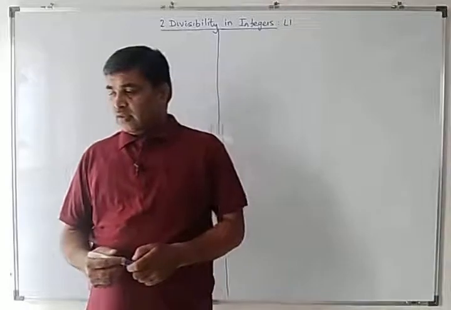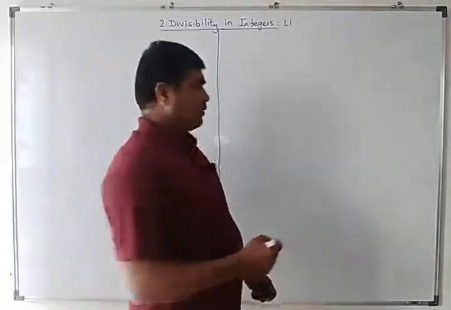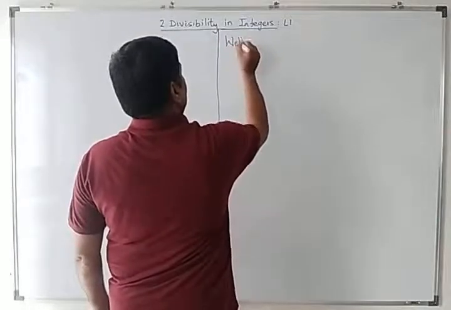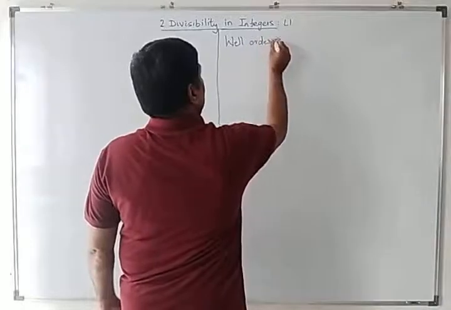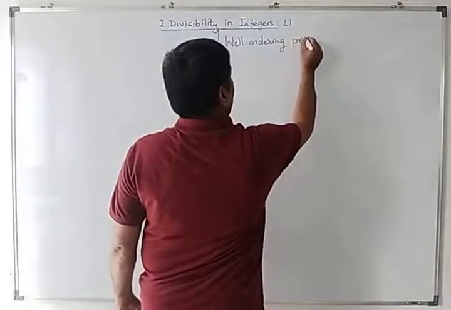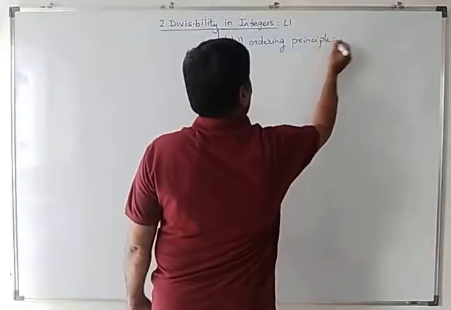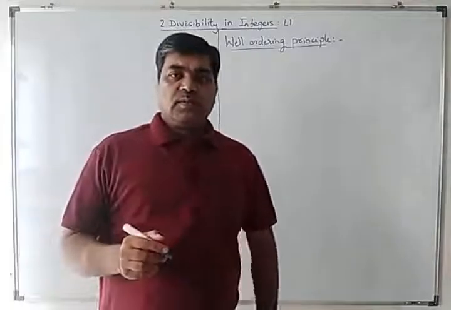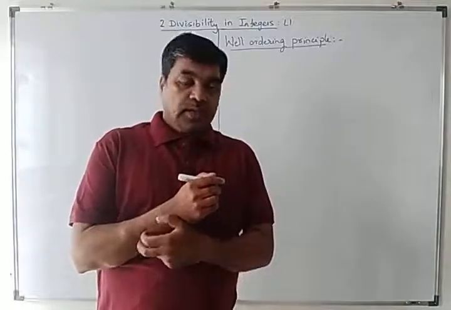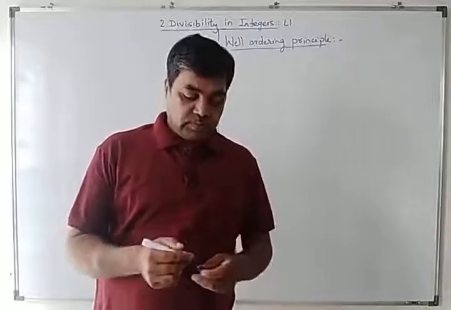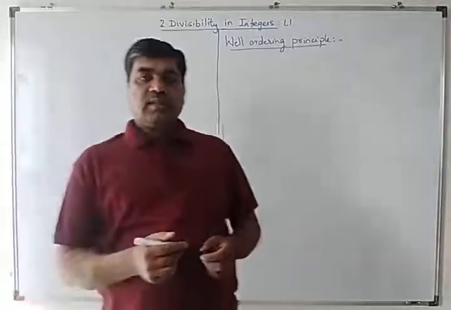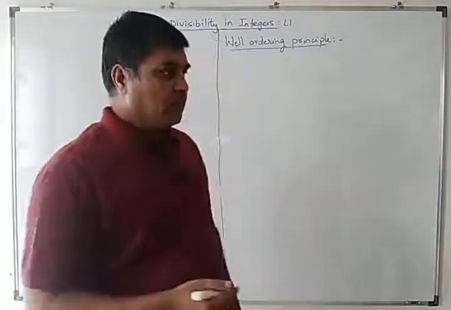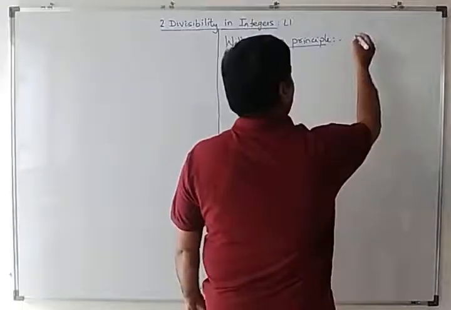So firstly, we will study the concept of the well ordering principle of integers. What does this well ordering principle state? If you take any non-empty subset of the set of natural numbers, then you can observe that it has a least element. Every non-empty subset of the set of natural numbers has a least element.